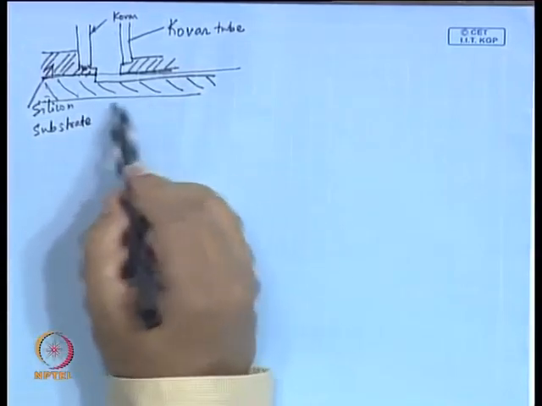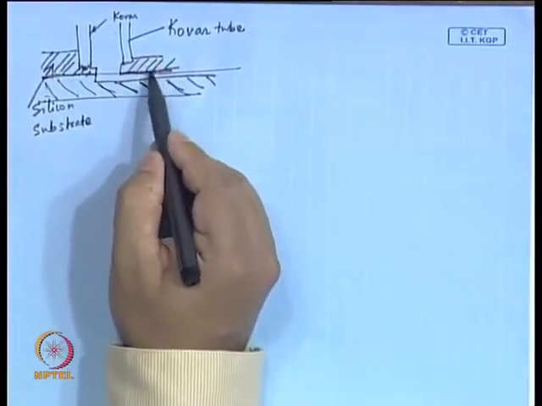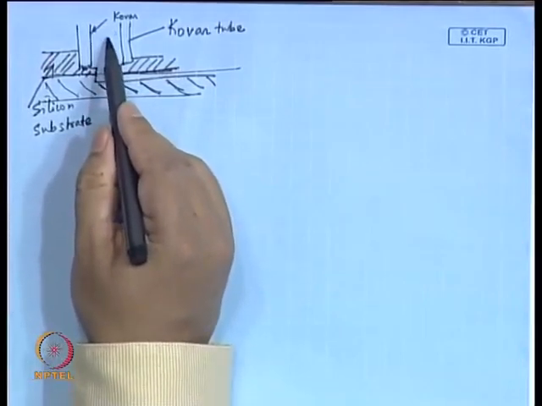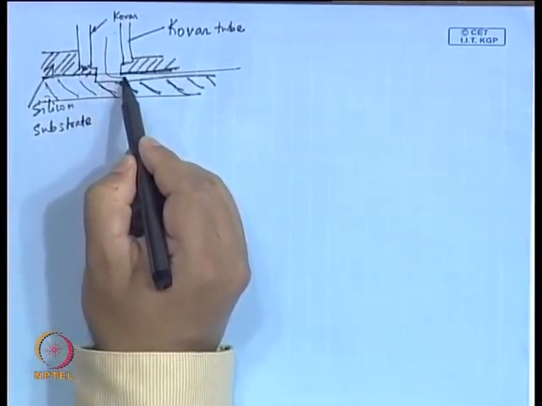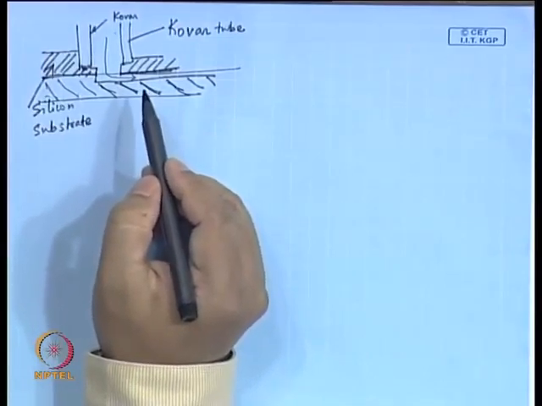So, this hatching represents the bottom plate, this hatching represents the top plate, and suppose this is the channel we are referring to. So, the fluid will come through this and will pass through this channel, all right. So, that is the idea.